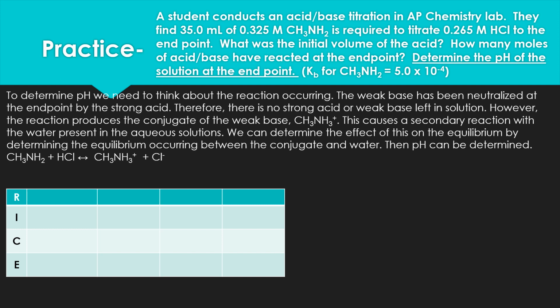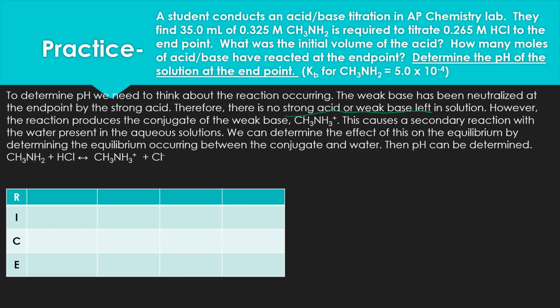So to determine the pH, we need to think about the reaction occurring. The weak base has been neutralized at the endpoint by the strong acid. Therefore, there is no strong acid or weak base left in the solution. They're gone. They're used up.